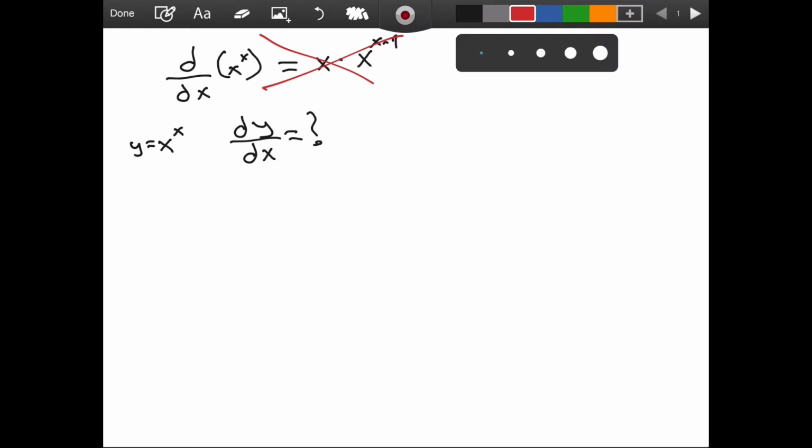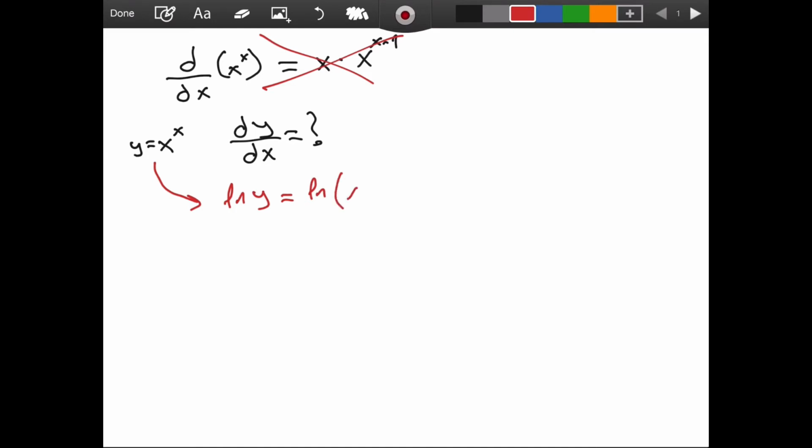Now I will use this equation and I am going to take the natural logarithm of both sides. So on the left we are going to have ln y, and on the right we are going to have ln of x raised to the power of x. And it is one of the properties of logarithms that you can bring this exponent forward. So when we do that, we have x ln x.